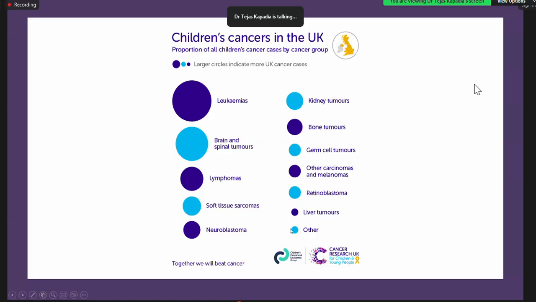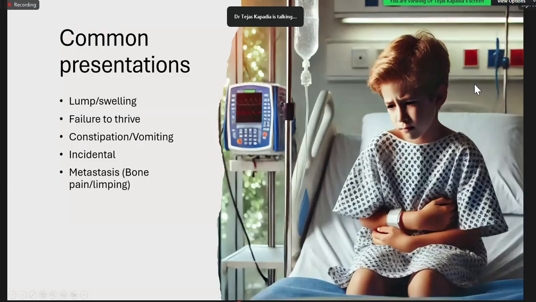So this is just a brief overview of what we have in the UK, and this is more or less quite similar in incidence in other regions of the world. After leukemias and brain tumors, soft tissue sarcomas top the list of pediatric malignancies, followed by neuroblastoma. The common presentation of any abdominal mass in children is usually a lump or swelling felt by the parent while giving them a bath or putting cream on, etc.